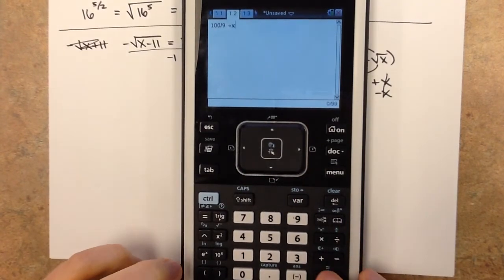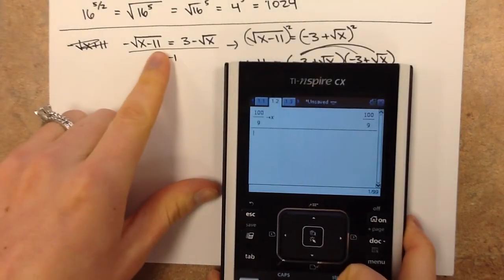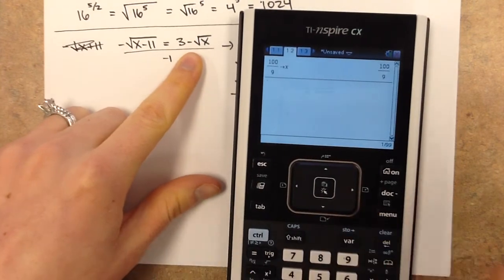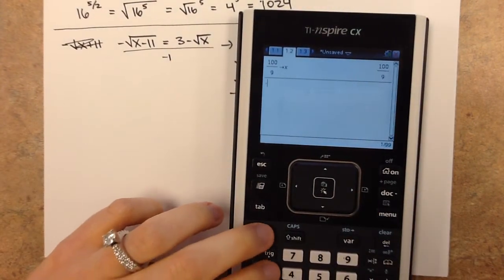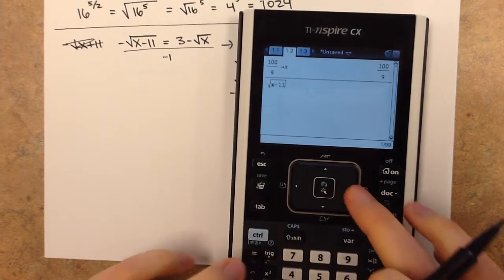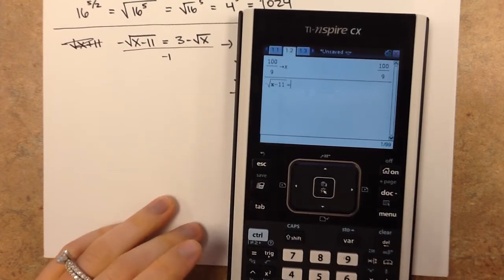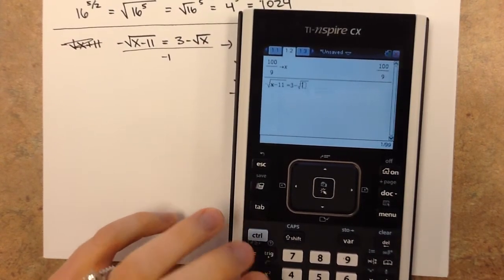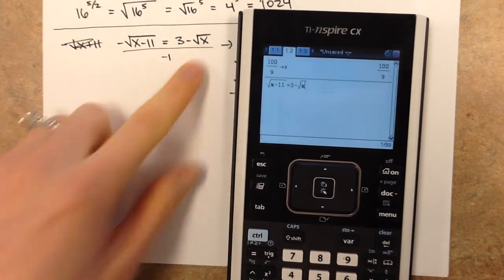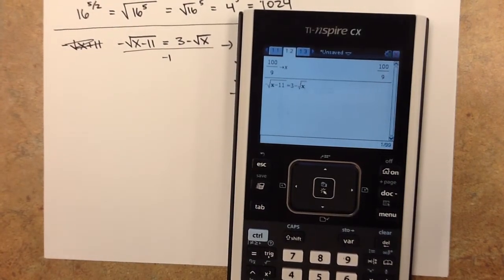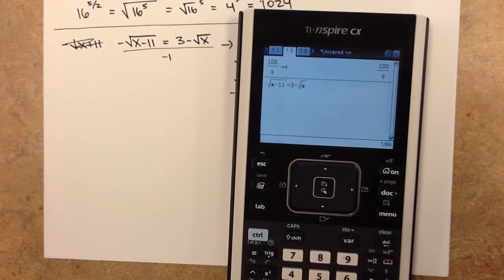We're going to store it in as x, and then we're going to type in our original equation before we made a single change to it. So negative square root of x minus 11. We want to see if it equals 3 minus the square root of x, okay? Original equation.